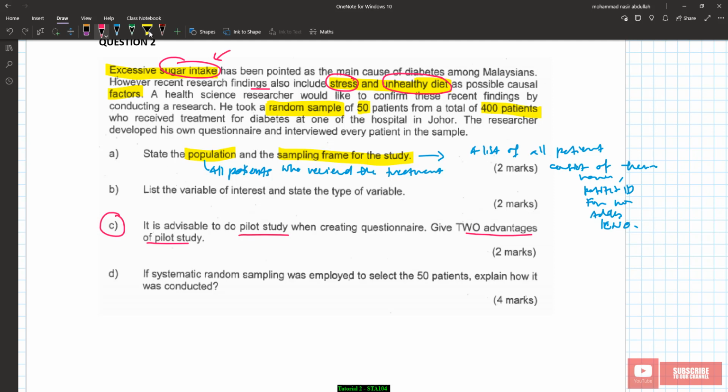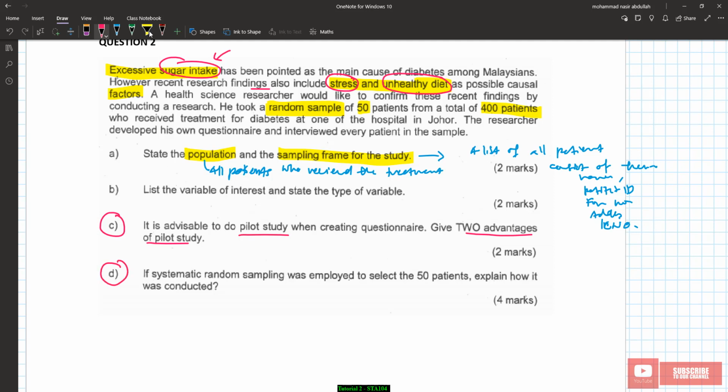We can know what is the difficult question, right? Of when the respondent try to answer the question, or whether the respondent is understand or not understanding the question. Kita boleh tengok dia punya level dekat situ. So you need to put two advantage.